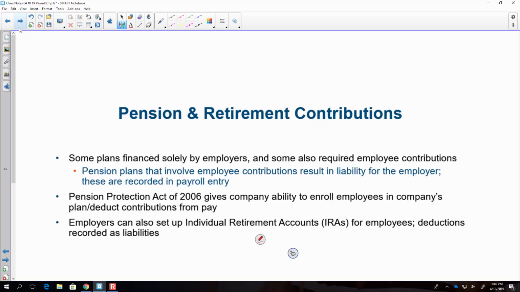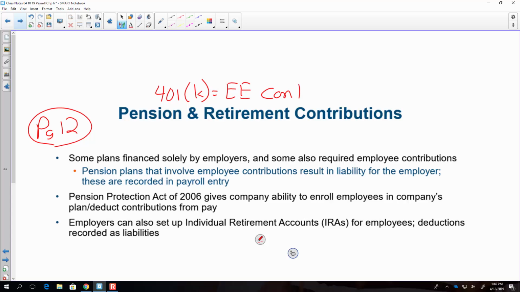Switching gears here a little bit, pension. This is discussed on page 12 of our book. Not too many employers have pensions anymore, but an example of a pension would be a 401k in which the employee contributes, right? And then also the employer may match, right? So they're talking about a match here also.